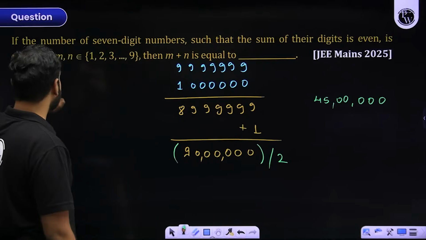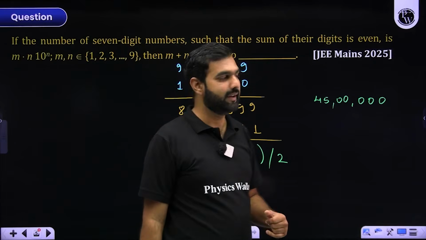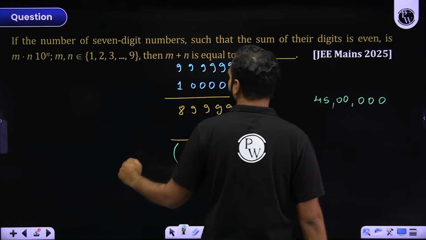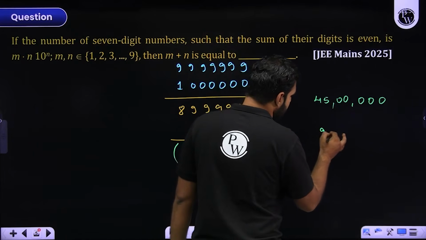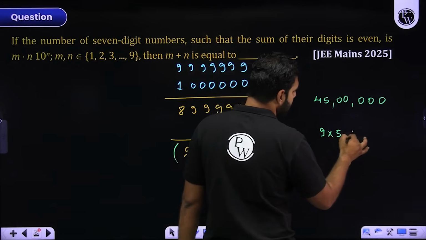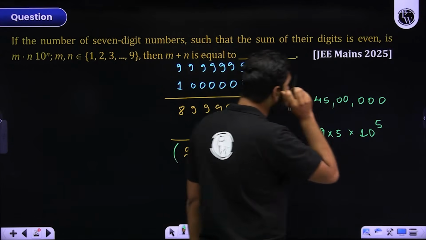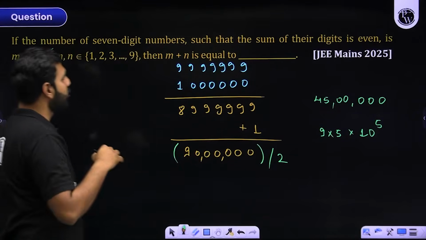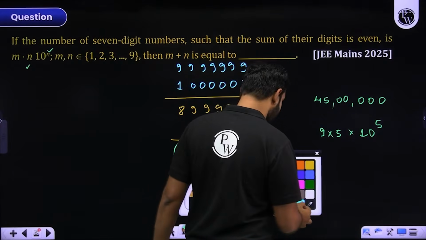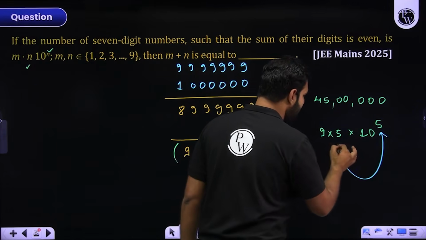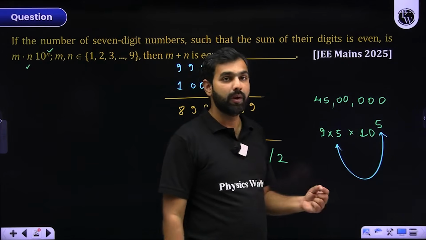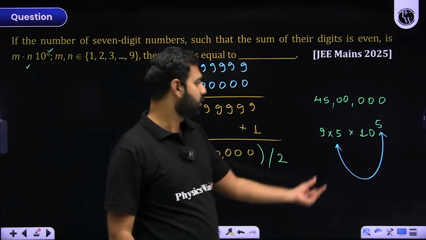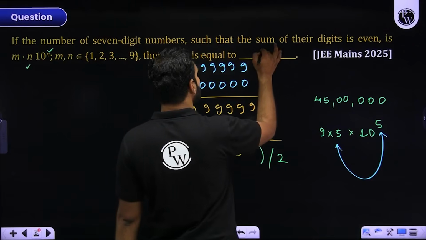Now let's come to this conclusion. We know 45 is 9 into 5, right? So I'll write it as 9 into 5, and of course into 10 to the power 5. Why am I writing it like this? Because if there was an n here, there is an n here as well. So I hope you can see that this 5 can be compared with that n, and this 9 will be that m. We are asked the value of m plus n. M plus n is going to be 9 plus 5, which is nothing but 14.